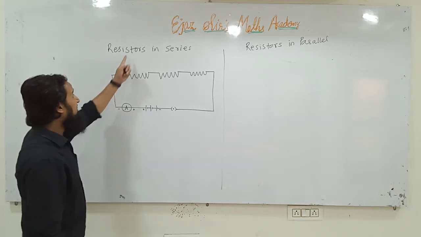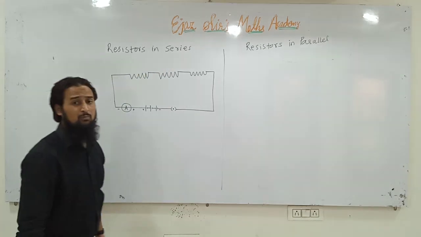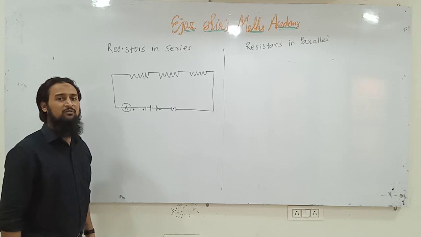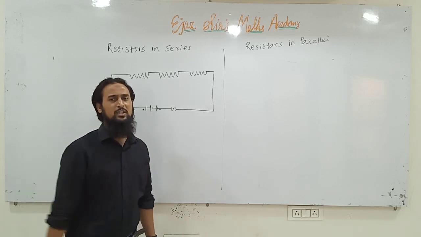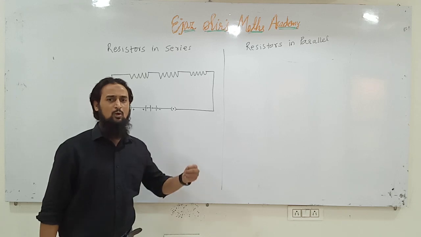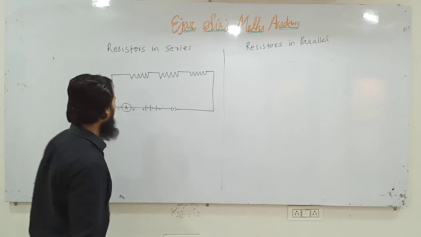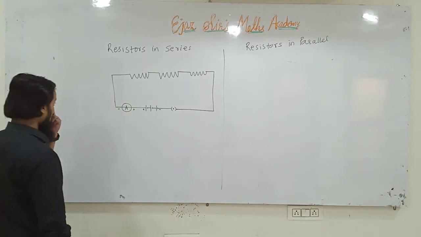What do we mean by resistance in series? If a number of resistors are connected one after another in such a way that the same current flows through each resistor, then this combination is called resistors in series. We will write its definition also.